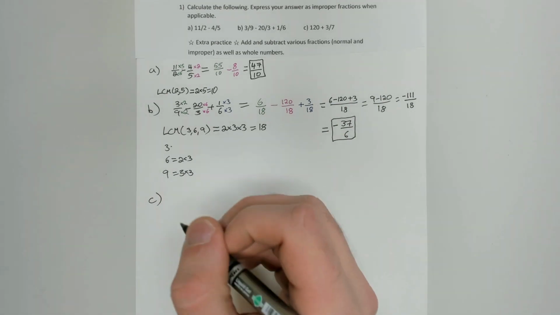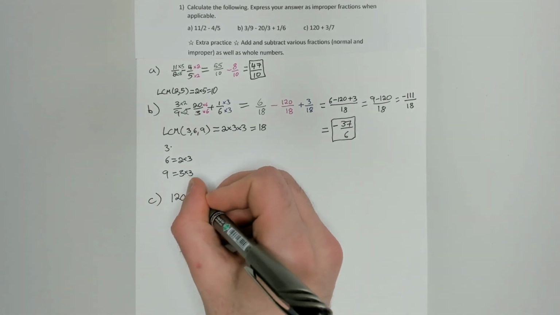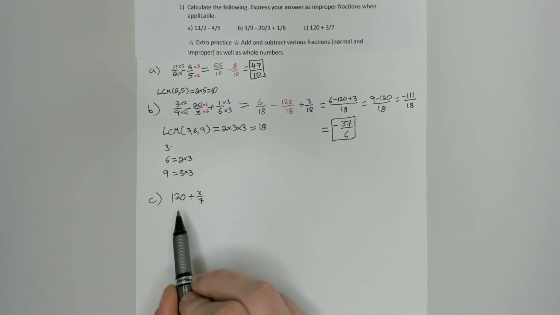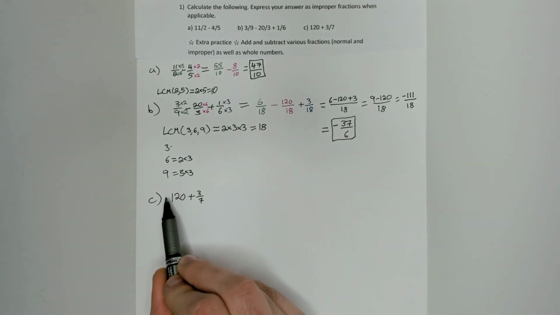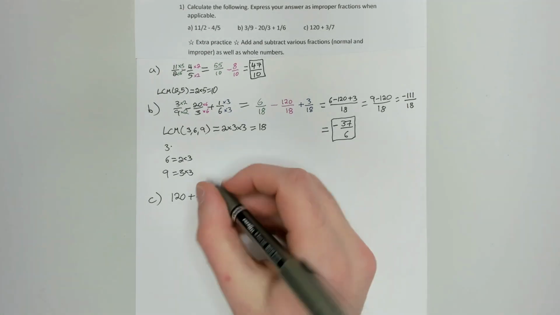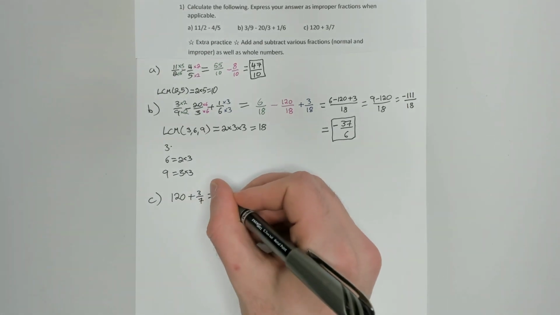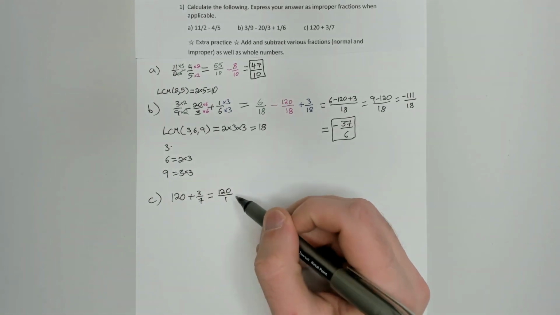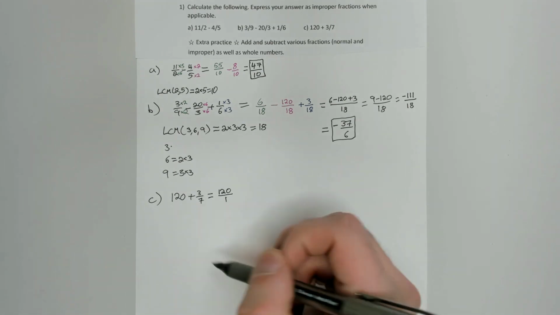Let's look at part C now. 120 plus 3/7. So this one's a little bit interesting because we don't actually have a fraction here, right? So how are we going to even make a common denominator? Well, 120 can be written as 120 over 1, because this is saying 120 divided by 1, and that's just 120, right?